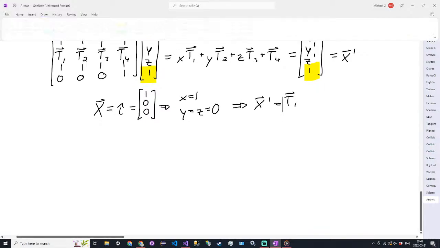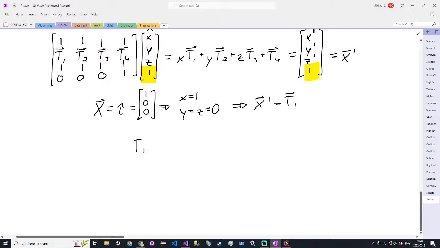So T1 is equal to the transformation matrix times i hat. T2 is equal to the transformation matrix times j hat. And T3 is equal to the transformation matrix times k hat.